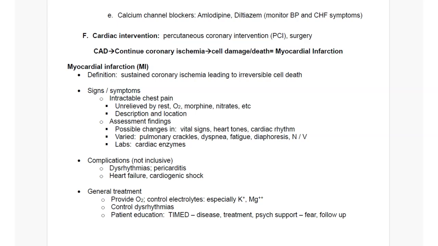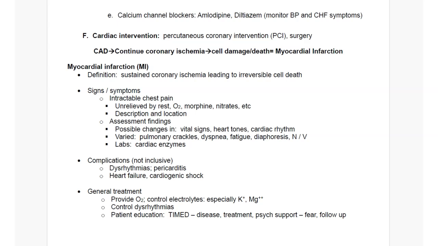All right, so as I said before, CAD, if it continues to happen and if we don't do anything about it, it can lead to coronary ischemia. And if that gets prolonged, it can cause cell damage and cell death, leading to myocardial infarction. So, what happens in myocardial infarction? So, what does that mean?